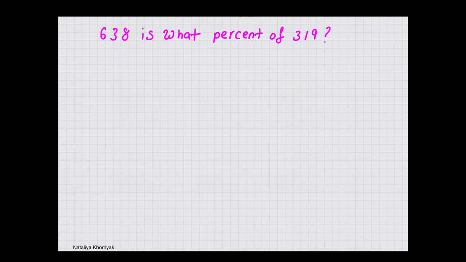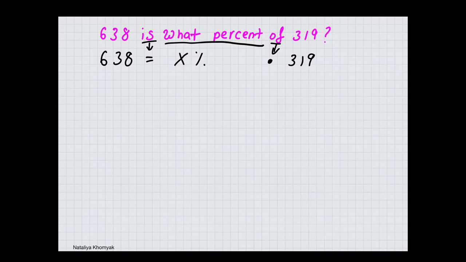638 is what percent of 319? So we have 638, "is" is an equal sign. What percent? I don't know, so that's x percent. "Of" is multiply, 319. I'm going to rewrite it so it's neater. So we have 638 equals x percent times 319.